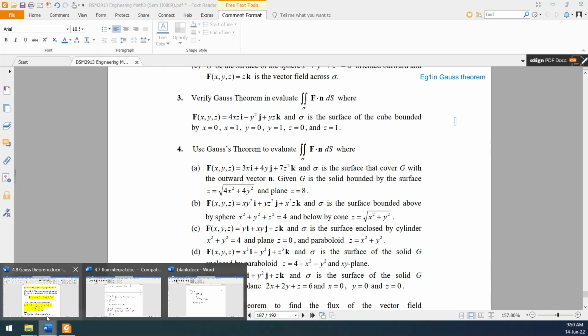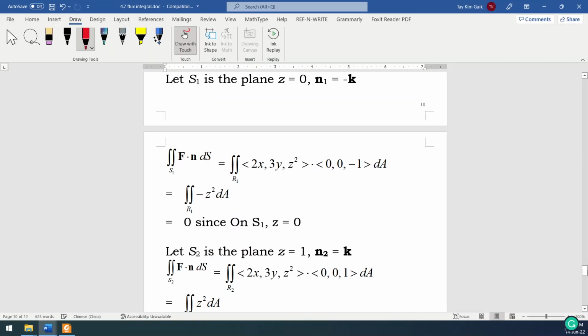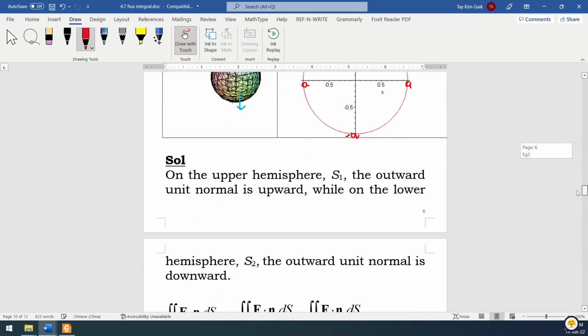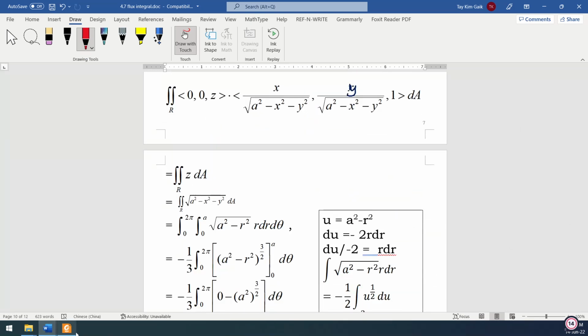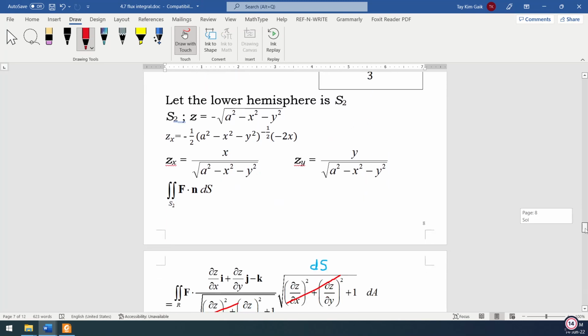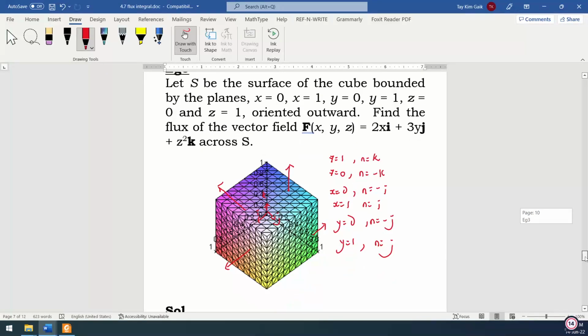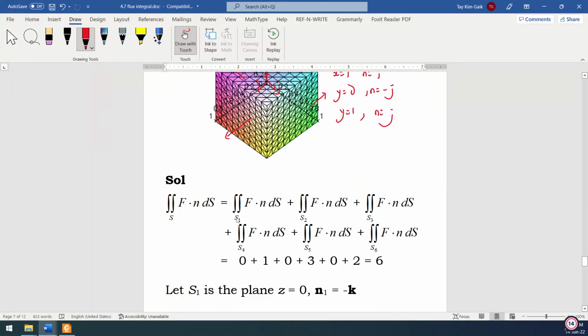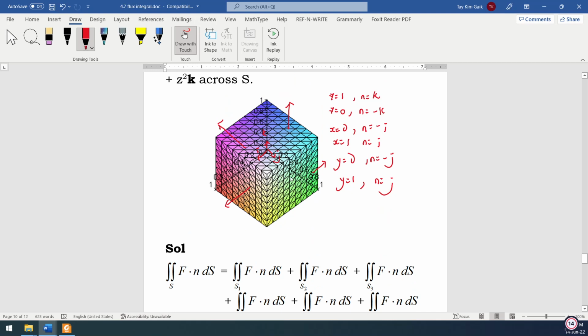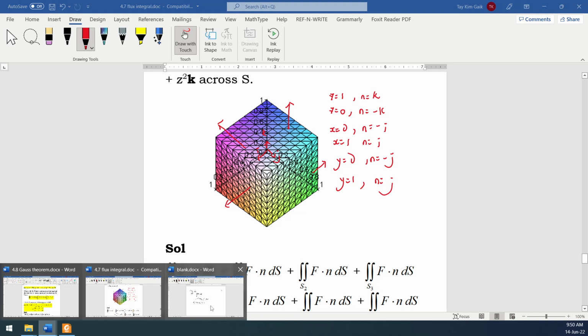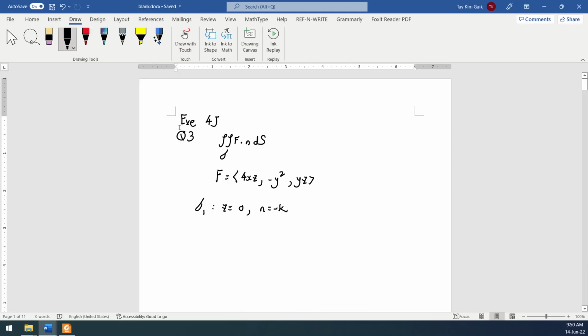Doctor, that part, do we need to assume it? It is true. Whichever one you take as S1, the first one, the second one is up to you, as long as you break it into 6 surfaces. Whether S1 is z equal to 0 or z equal to 1 does not matter, as long as later on you add up all 6 surfaces.